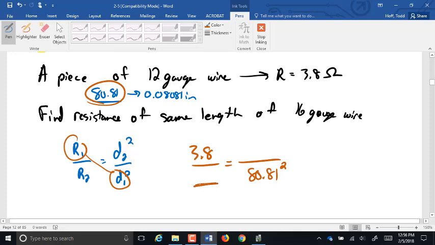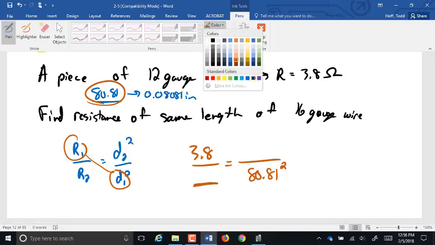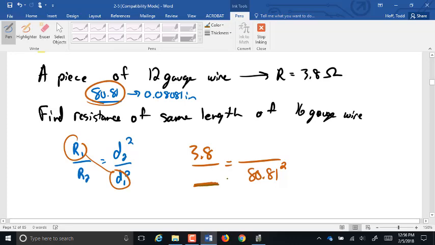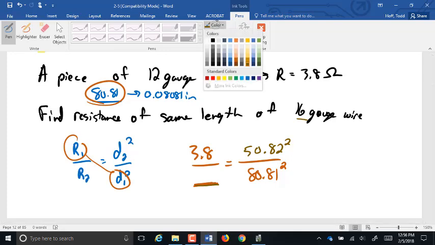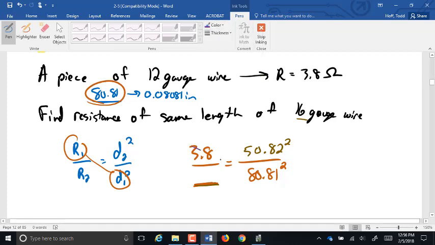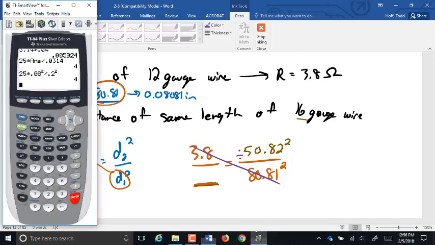We're looking for this resistance. We're going to a 16 gauge wire. 16 gauge wire has a diameter of 50.82. So we'll put 50.82 squared there. Any questions so far? So now it's just a matter of cross multiply and divide to find that resistance.